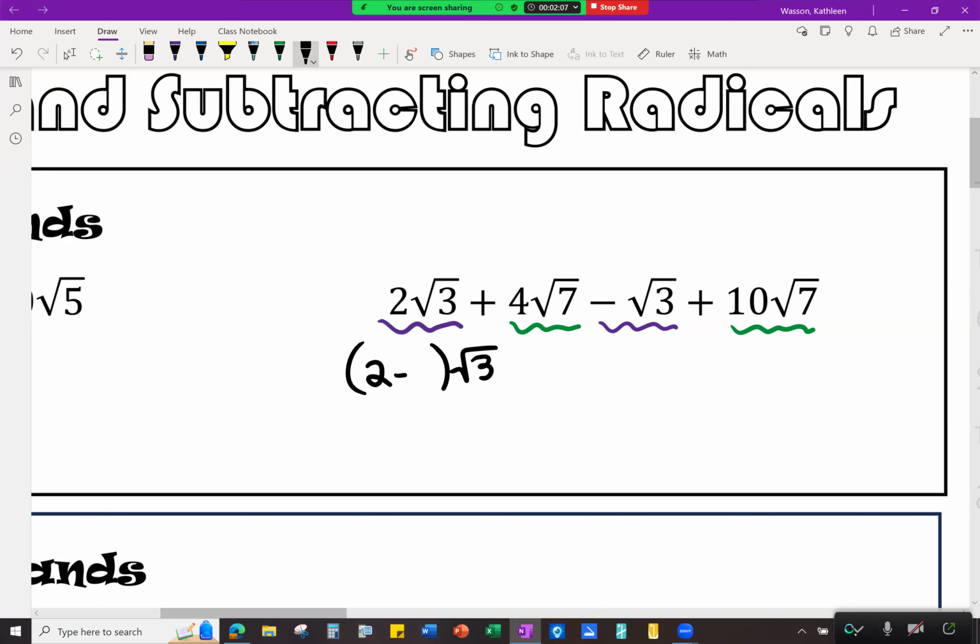I have 2 minus 1 square root 3. And to that, I'll add 4 plus 10 square root 7. And I simplify. 2 minus 1 is 1. So this first term will be just square root 3. And I'll add 4 plus 10 is 14 square root 7.